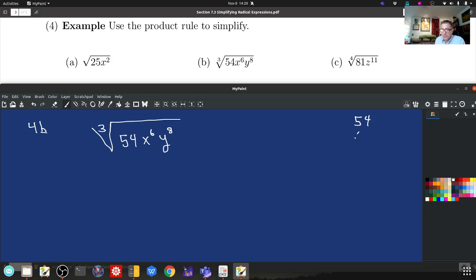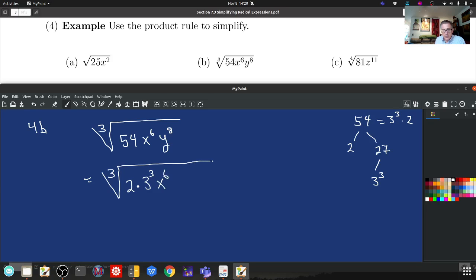Well, 54, I'm going to divide it by 2, and that's equal to 2 times 27. And let's look at our third roots. 27 is equal to 3 to the 3rd. So this is equal to 3 to the 3rd times 2. So that's exactly what I'm going to do when I start my simplification. 54 is 2 times 3 to the 3rd times x to the 6th.